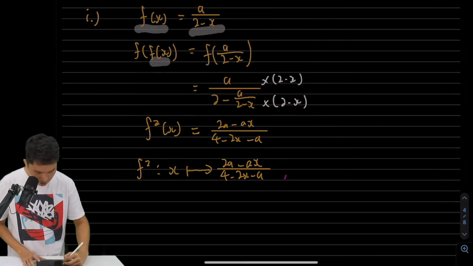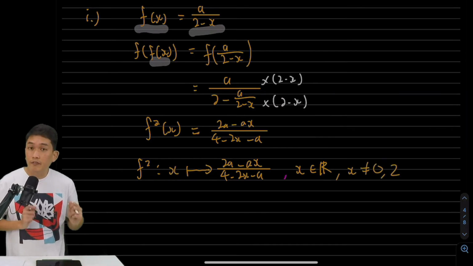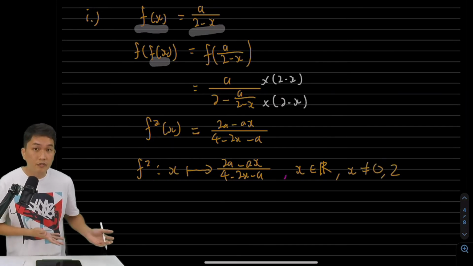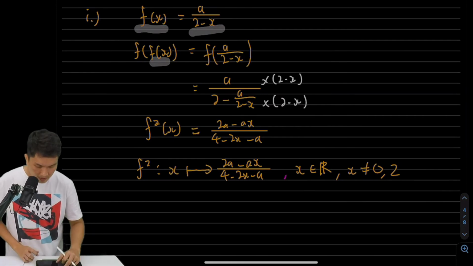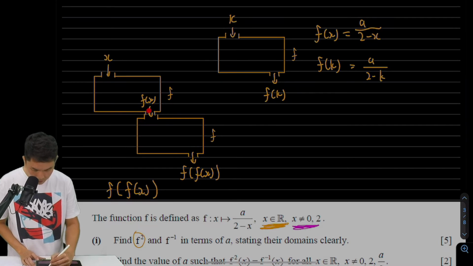Let me use orange. X belongs to the set of real numbers. X cannot be 0 or 2, or else my first machine would have broken down before it can even reach the second machine, right? So if that is fine, then it goes through to this part here, where we have another problem over here.